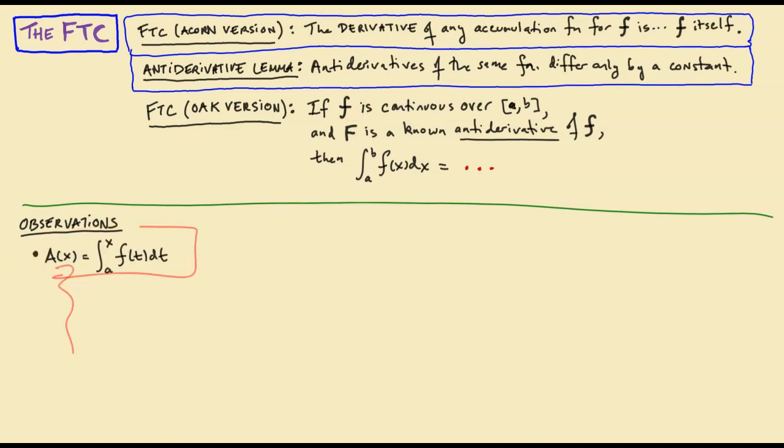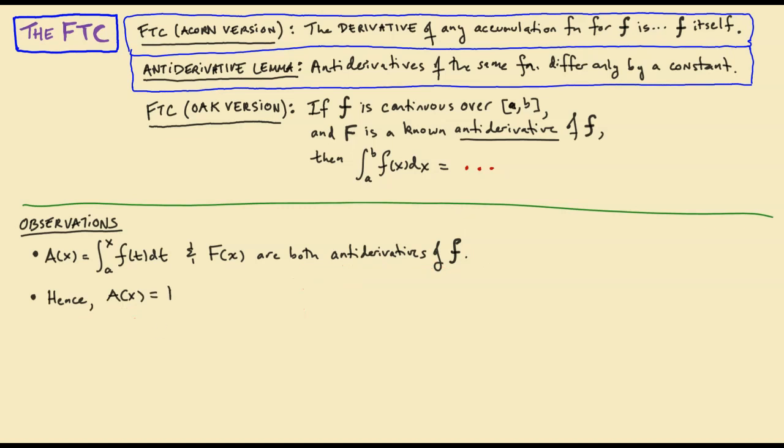One is, of course, this accumulation function. That guy is an antiderivative of f, but so is capital F, this other known antiderivative. So let's just say that this accumulation function and capital F of x are both antiderivatives of little f. Hence, the accumulation function can only be the known antiderivative, capital F, plus some constant, which we'll call c.